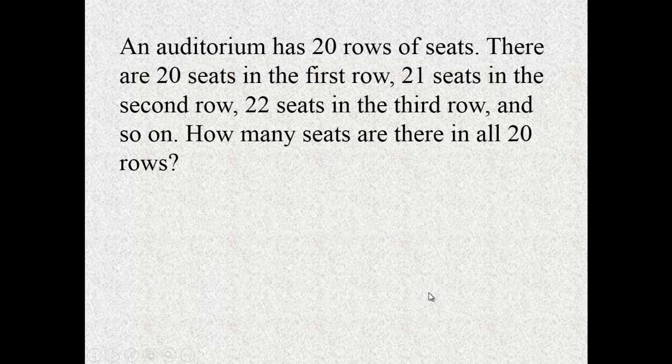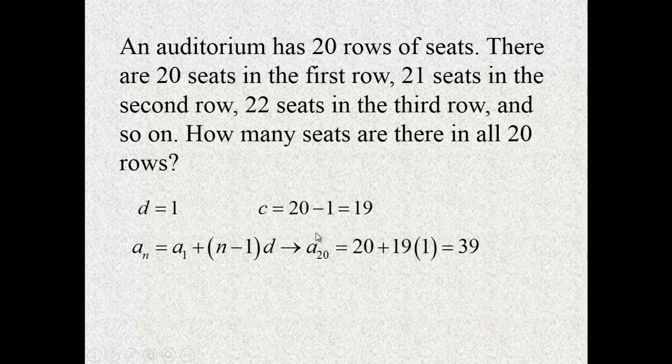How about this question? From this problem, what do you know? First, the common difference. How many seats are there in all 20 rows? So the question is about S_20. Before you count S_20, you should count a_20 first. After a_20 is found, substitute into the formula, so S_20 is 590.